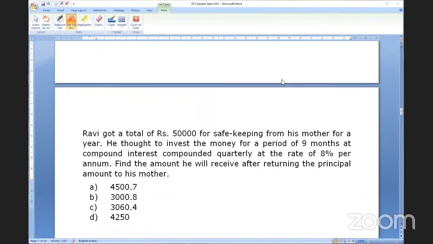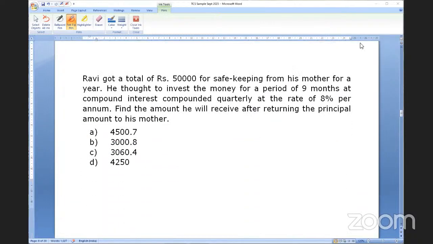Check out the next one. A take from interest, whether simple interest or compound interest, will be there among those 20 questions. That's why we have this question on the screen. Give it a try.